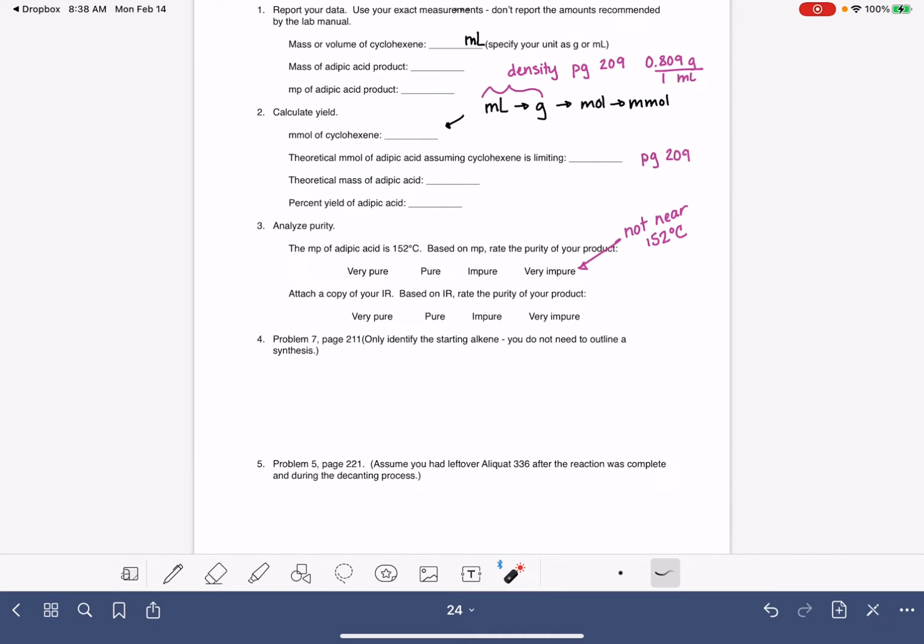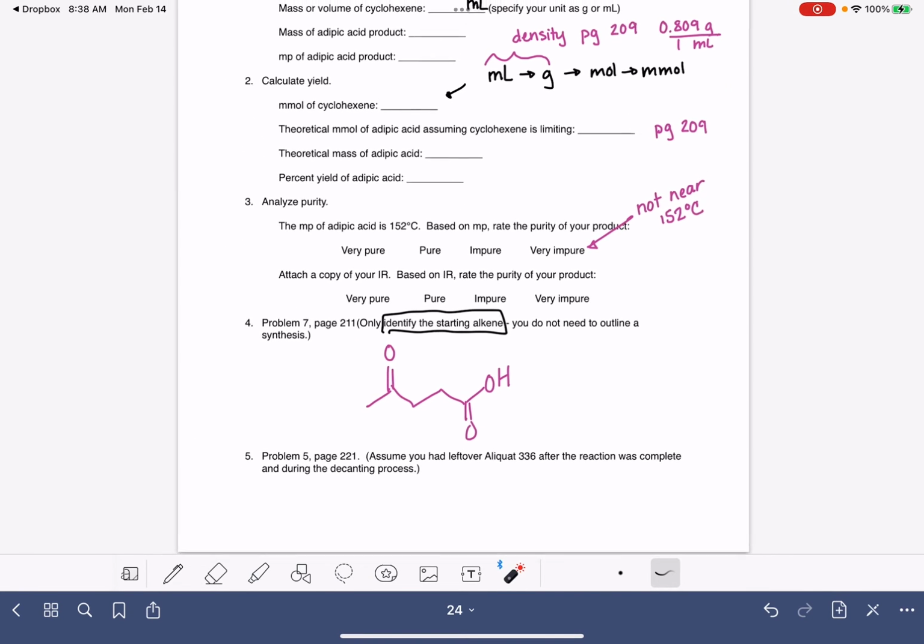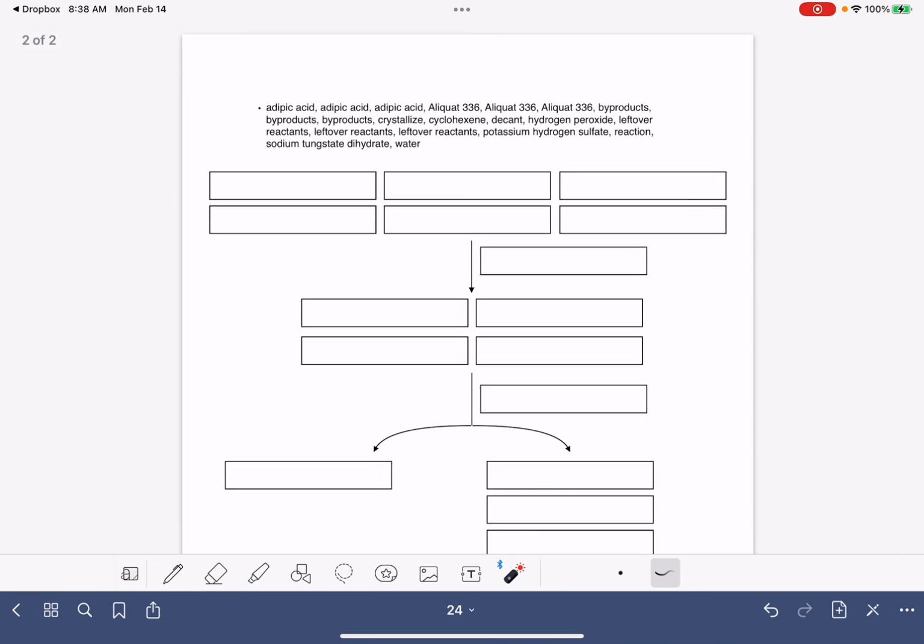Problem number 7 on page 211 gives you the structure of a molecule called 5-oxohexanoic acid. I'm going to draw the line structure right here. CH2, CH2, CH2, COOH. The problem itself is asking you to come up with a strategy for synthesizing this, but I just want you to identify the starting alkene. So what alkene would you start with to synthesize this particular molecule using the same process as we used in this lab? And then last but not least, you're going to make a flow diagram for the experiment.